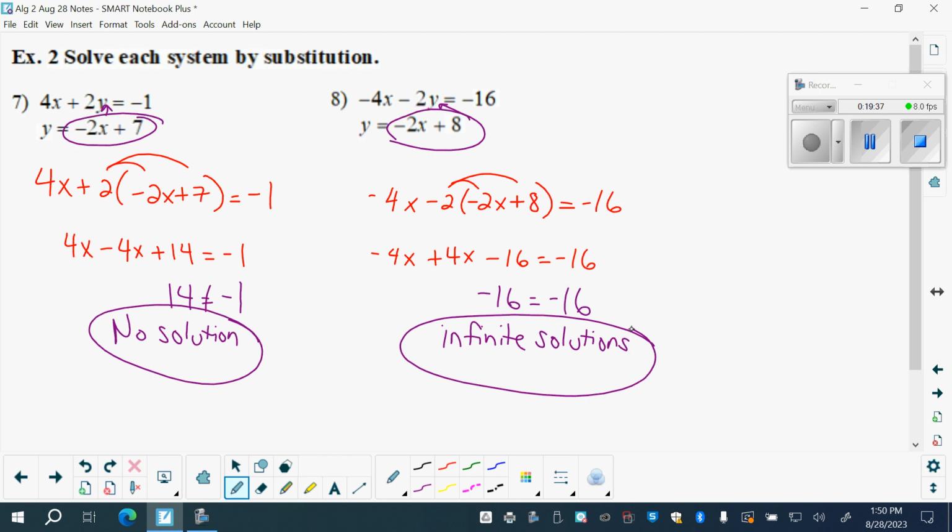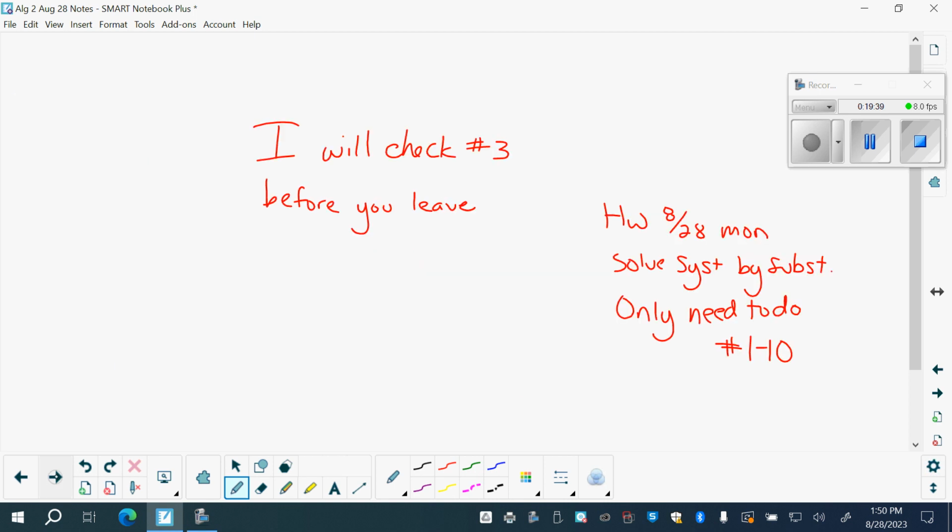So I'm going to check before you go. I want to make sure you're understanding this. So before you leave, I'm going to check number 3. I want you to show me number 3 before you go. Did anybody not get the worksheet? You have to do all of them.